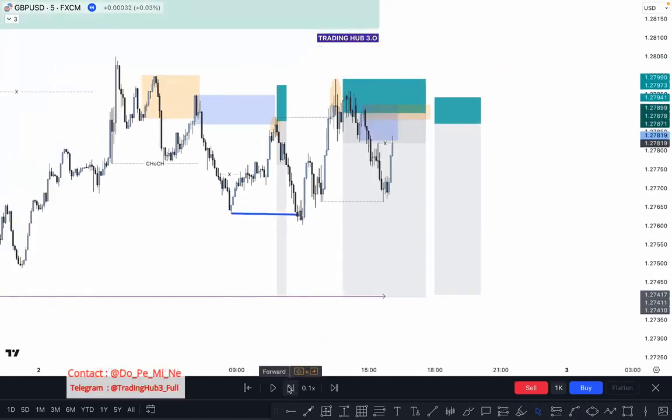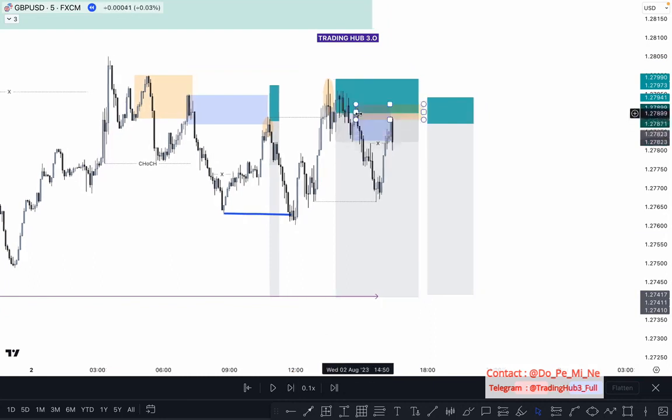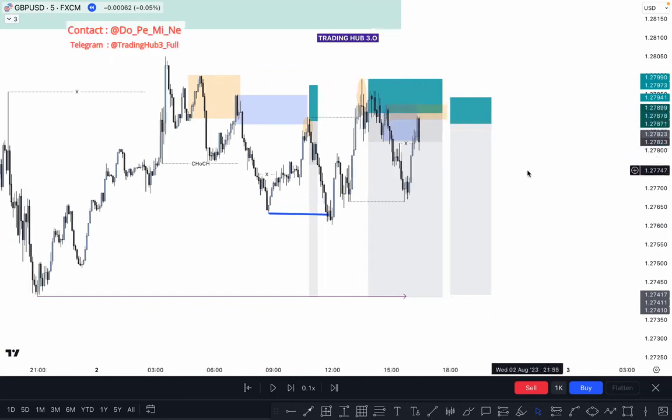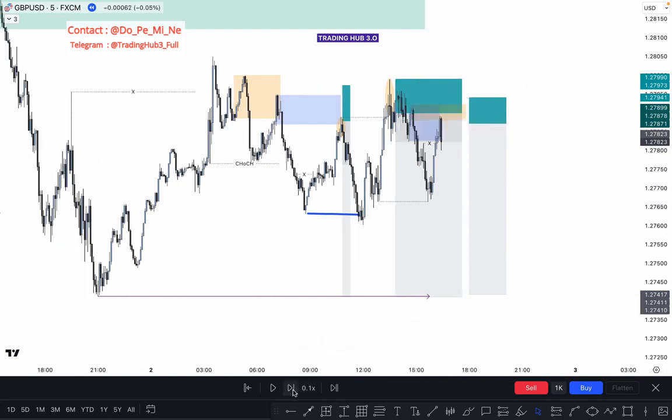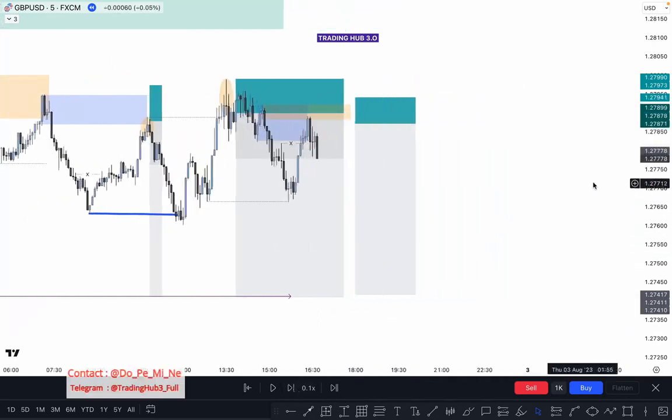Okay, so let's see what happened next here. The order block is also mitigated here, and the 50% move is also mitigated here. Sometimes the order block is not mitigated, that's why I'm using 50% of the move here. Okay, so let's wait and see.